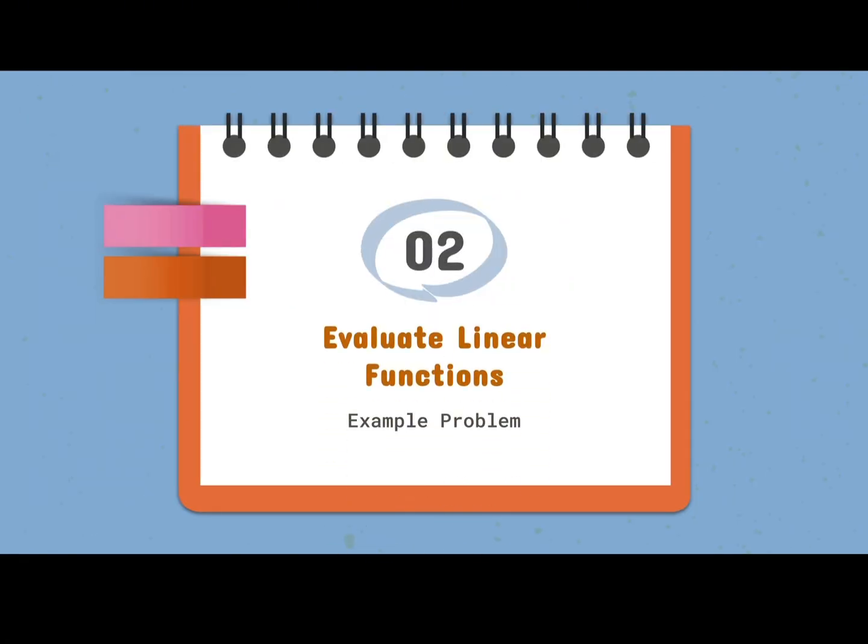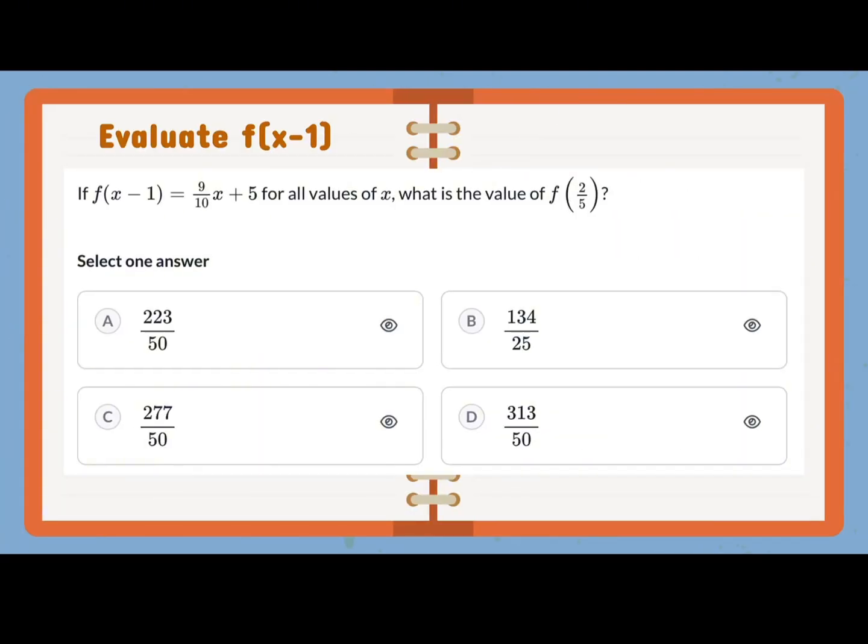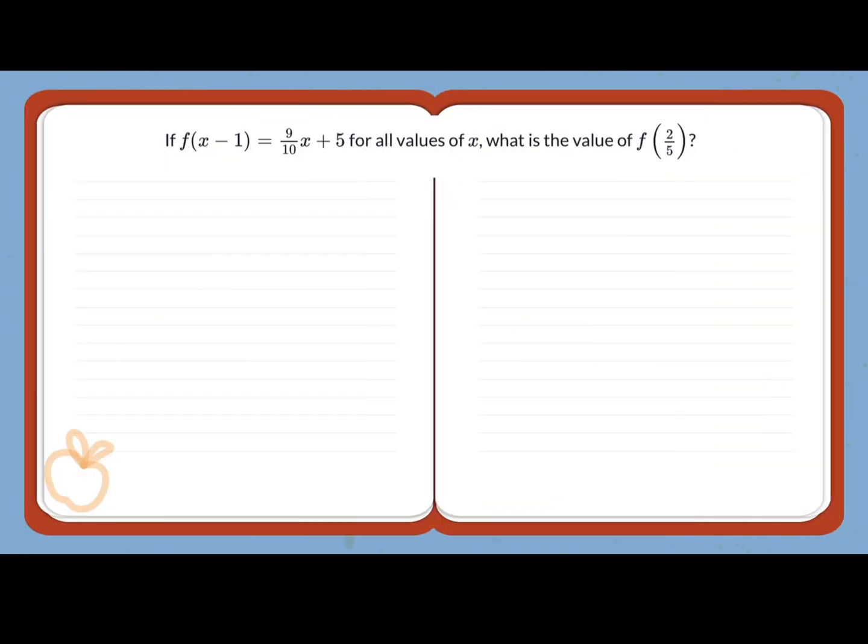Okay, next we'll be looking at evaluate linear functions. So this is one of the more tricky problems. So you'll end up with f of x minus 1 equals 9/10 x plus 5. For all values of x, what is the value of f of 2 over 5? So the reason this is tricky is because we're not sure if x equals 1 will equal 2 over 5, or if we plug in 2 over 5 minus 1. That is the main mistake here.